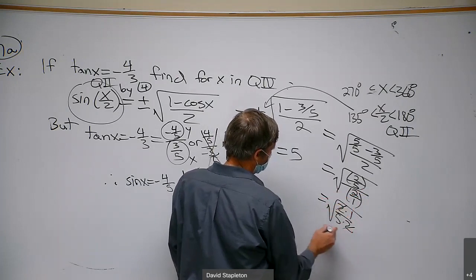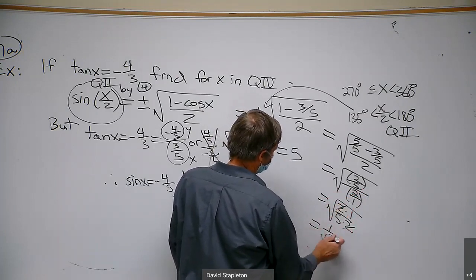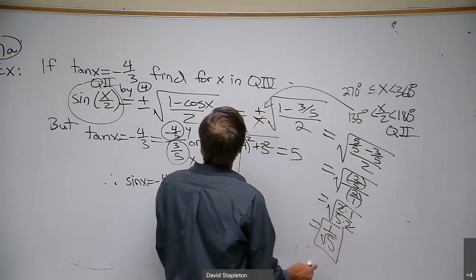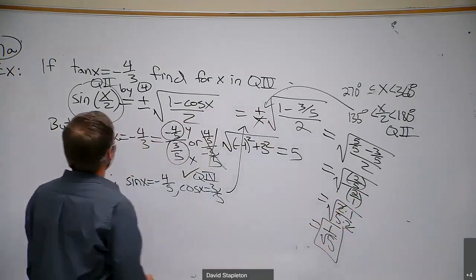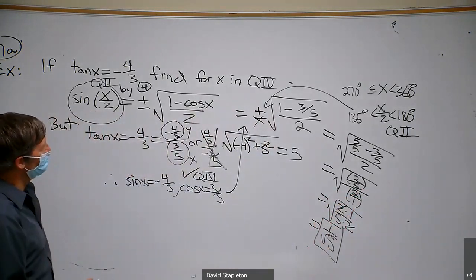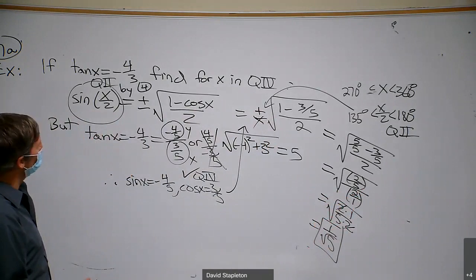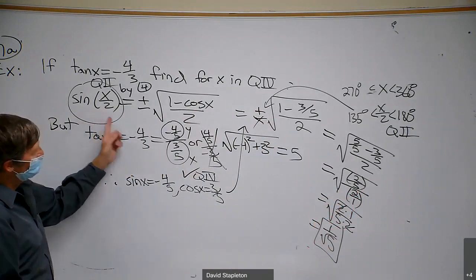Those 2s now cancel. It's 1 over square root of 5 is what I get. There it is. If the tangent of x is minus 4/3 and x is in quadrant 4, then the sine of a half x is 1 over square root of 5.